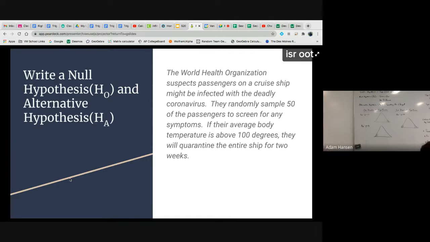Try writing this one. We've done a couple. You have a third scenario here to read through and write your own hypotheses, the H naught and the H sub A, for this exam.